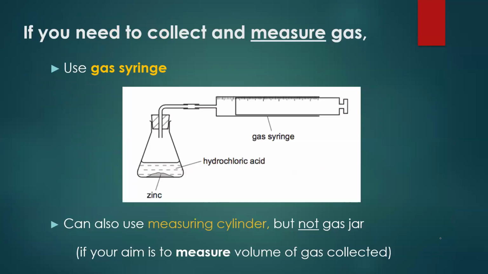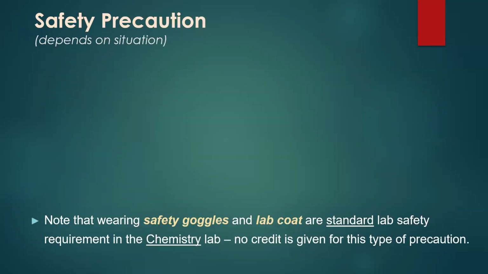Then use a gas syringe. You can also use a measuring cylinder, but not a gas jar. You can use a measuring cylinder if you want a graduated one, and if you want to measure the gas. To collect the gas, it's simple. You can use a gas jar. But to measure the gas also, then you have to use a measuring cylinder.